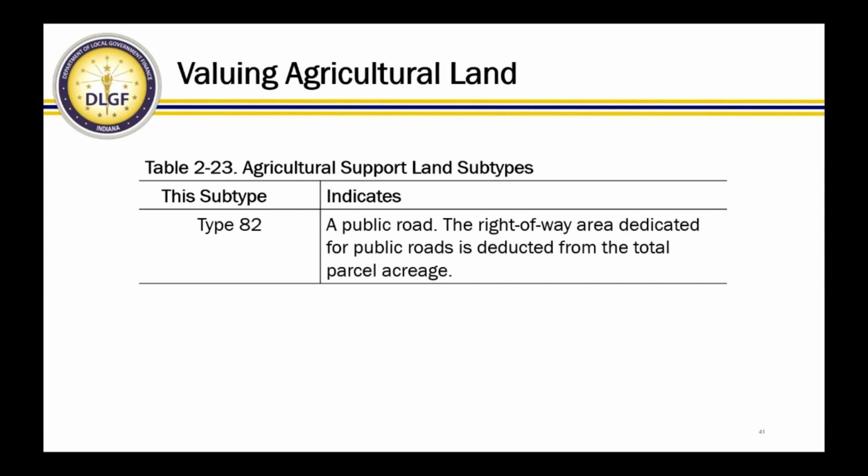We had a situation come up in a county where a taxpayer had a farm parcel. They built a house, and in order to get access to the house, they had to put in a road to go over their farm to the house. That road is privately maintained, and it's not a public road. Therefore, in that situation, the public road would be deducted, but the private road would not be deducted. It would be accessible.